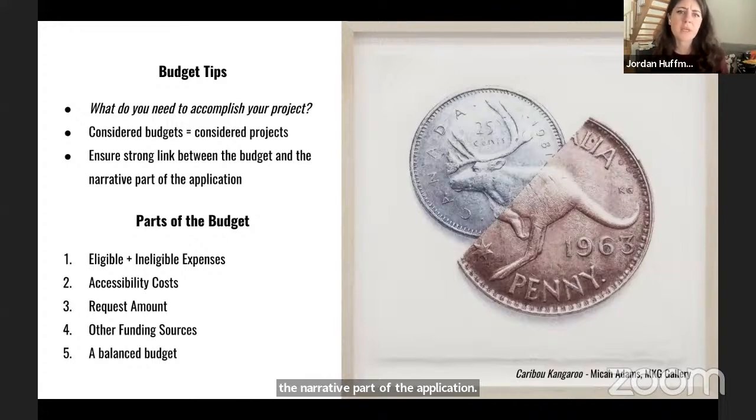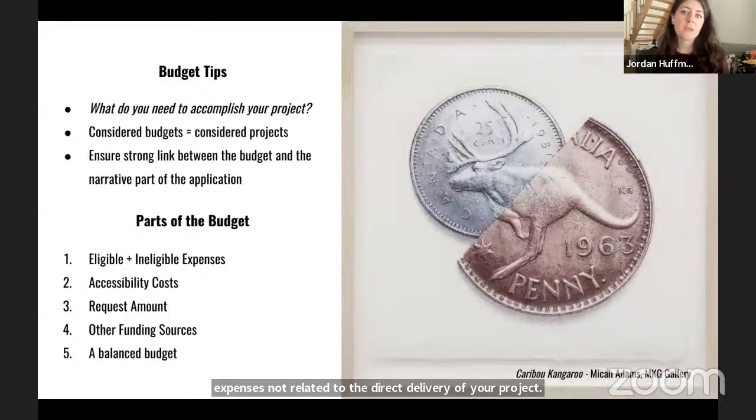So the budget components, here are some of them that you can anticipate seeing in the application. Eligible and ineligible expenses. Read the guidelines carefully to find out what they will and won't fund. Some common ineligible expenses include capital expenses, which are physical items like vehicles, cameras, instruments, as well as legal fees and expenses not related to the direct delivery of your project.